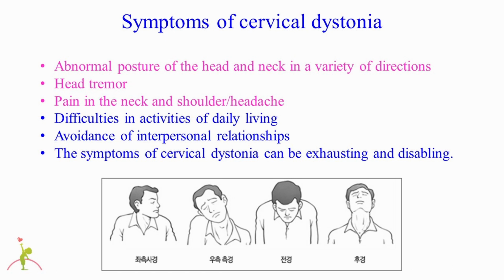Many people who have cervical dystonia also experience neck pain that can radiate into the shoulders. The disorder can also cause headaches. A jerking motion of the head, called head tremor, also may occur. Many people experience difficulties in activities of daily living and might avoid interpersonal relationships. The symptoms of cervical dystonia can be exhausting and disabling.